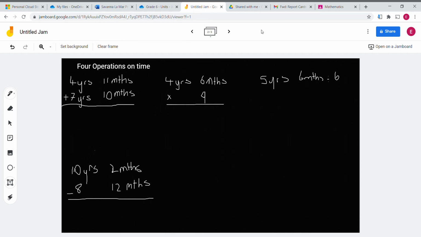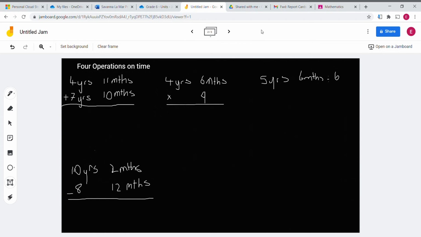So what we're looking at is the revision lesson on the 4 operations on time, and this can actually work for any unit in time. So you could be looking at minutes and seconds, you could be looking at century and millennium, or you could be looking at weeks and days. It's the same combination, it's the same process that you'll be working at.